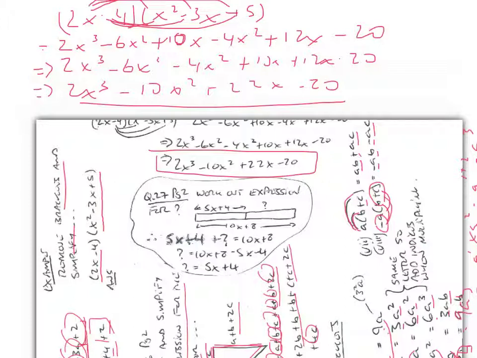Now let's, while we're facing this way, look at question 27 on page 2. Work out an expression for the question mark. So this length aside is equal to this length aside. That must mean that 5x plus 4 plus the question mark must be equal to 10x plus 18. So the question mark is equal to all of this minus this, because we bring it over, minus 5x minus 4. So the question mark is equal to 5x plus 14. And 5x and 5x is 10x, 4 and 14 is 18, so that makes sense.